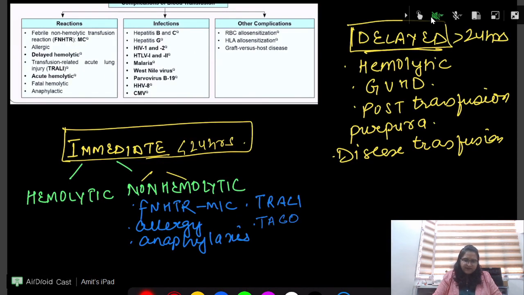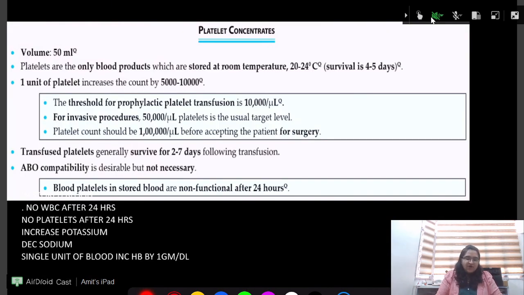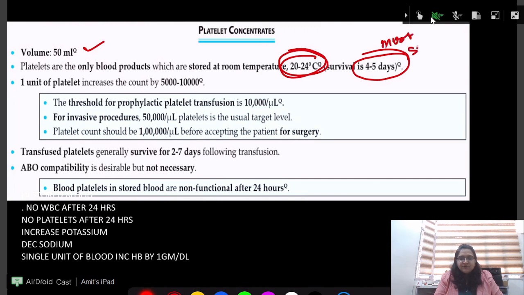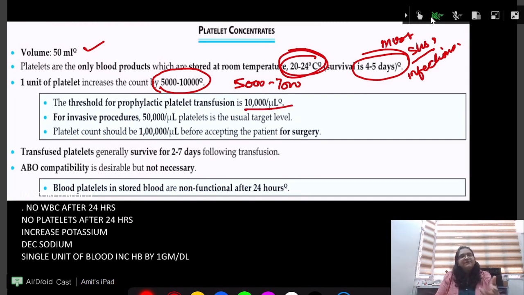Next is platelet concentrate. See, volume is around 50 ml. Platelets are the only blood products which are stored at room temperature, and their survival is 4 to 5 days. Since they are stored at room temperature, they are most susceptible to transferring of infections. Next, 1 unit of platelet increases the platelet count by 5,000 to 10,000, or some books say 5,000 to 7,000. The threshold for prophylactic platelet transfusion is 10,000 per microliter. This should have been the patient's platelet count.